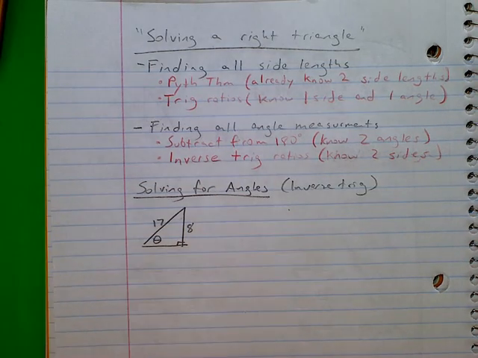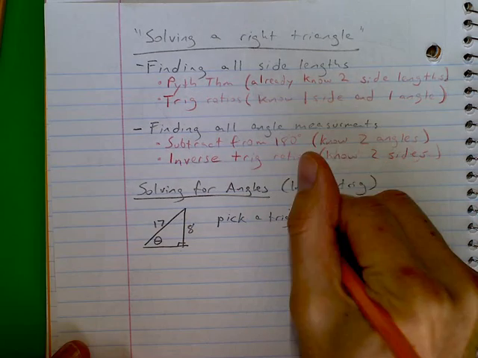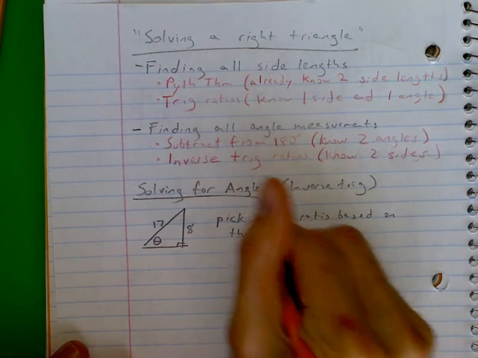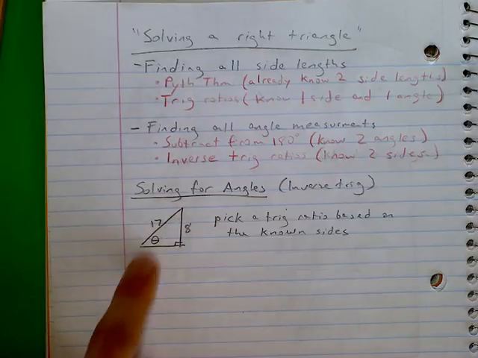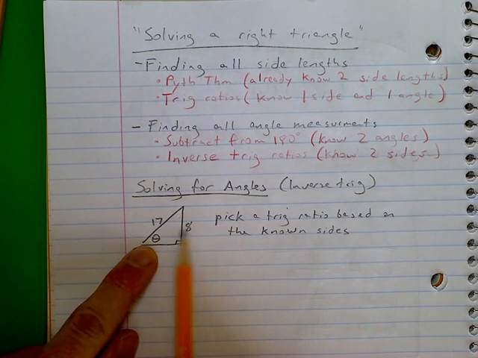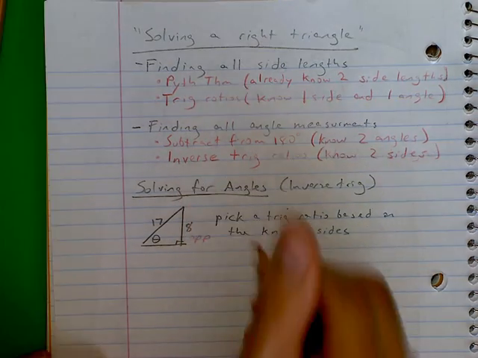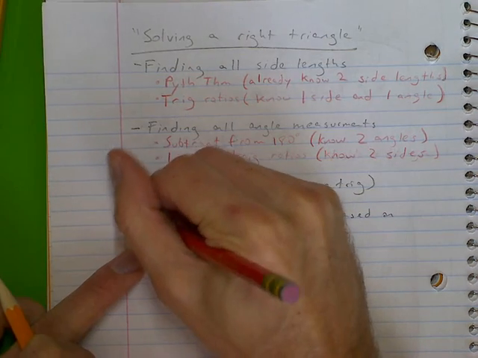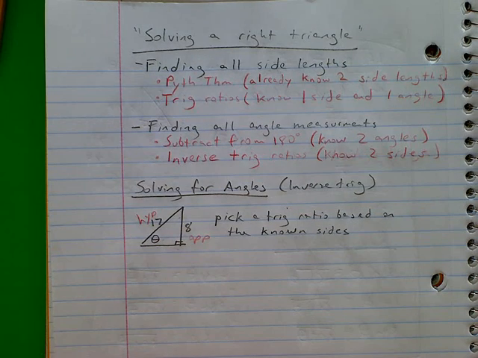So to set this up, we need to pick a trig ratio, and we're going to base that on the known sides. So which two sides do we know? Well, if this is the angle that we're interested in, which side would the 8 be? Yeah, it's opposite from the angle. And which side would the 17 be? Is that adjacent? No, it is hypotenuse. It is not the adjacent side, even though it does happen to be adjacent to the angle. It is the hypotenuse. It's special.